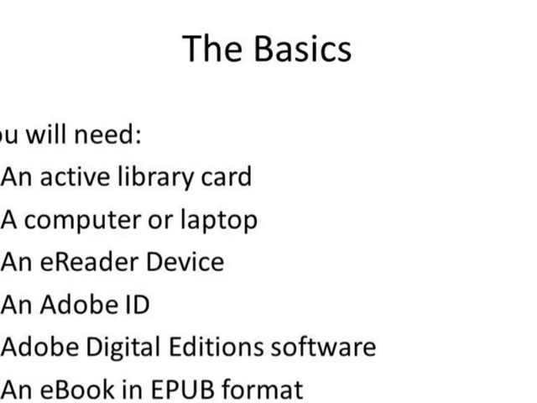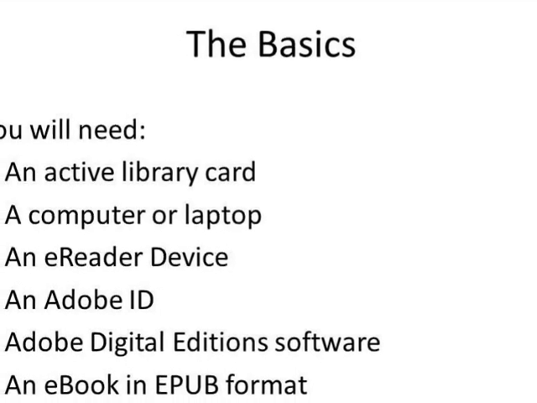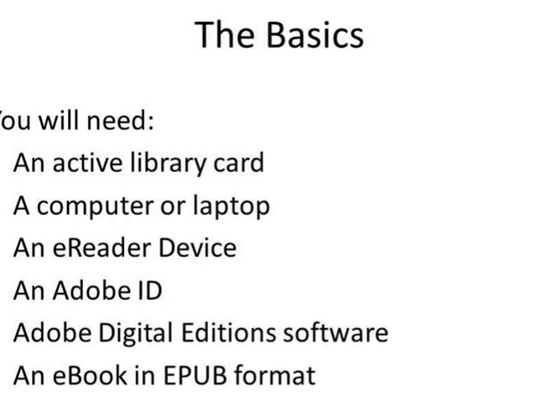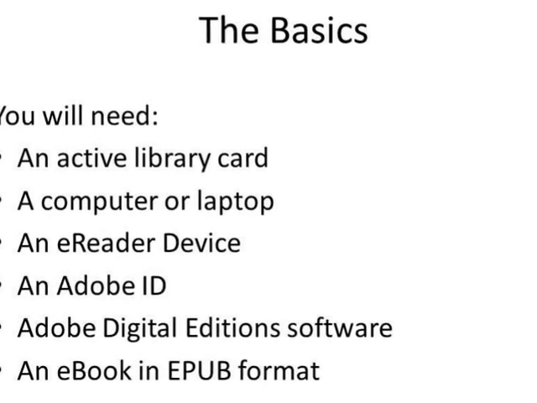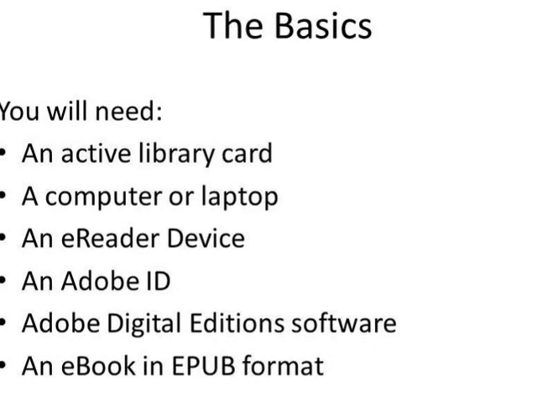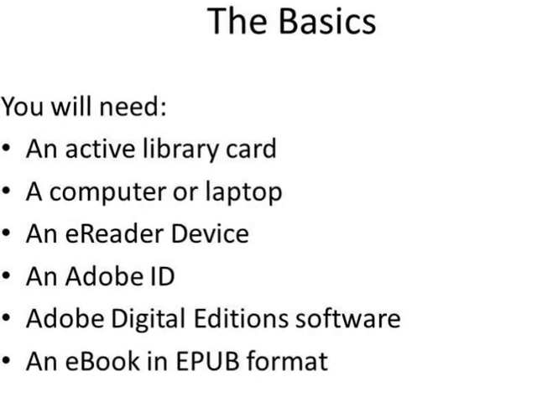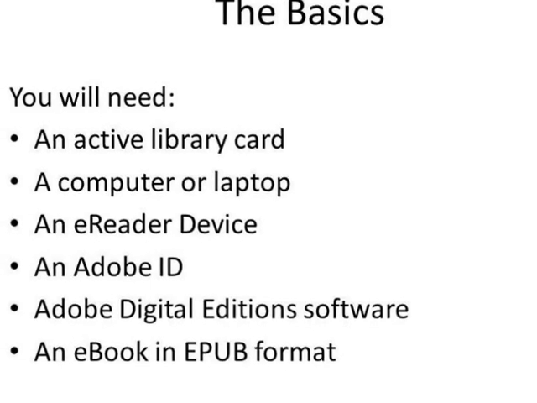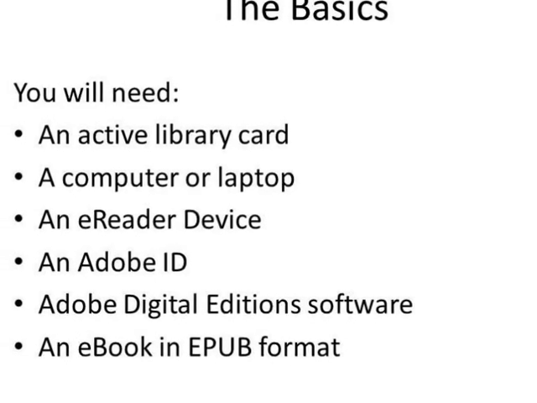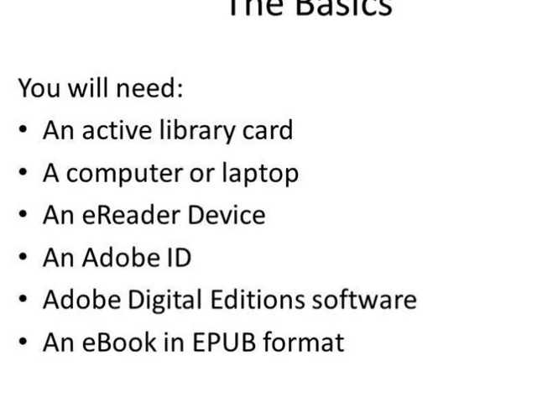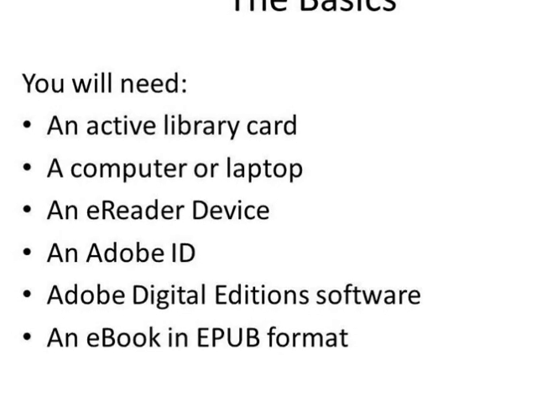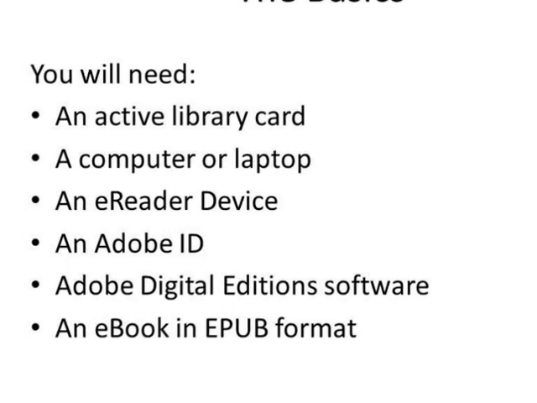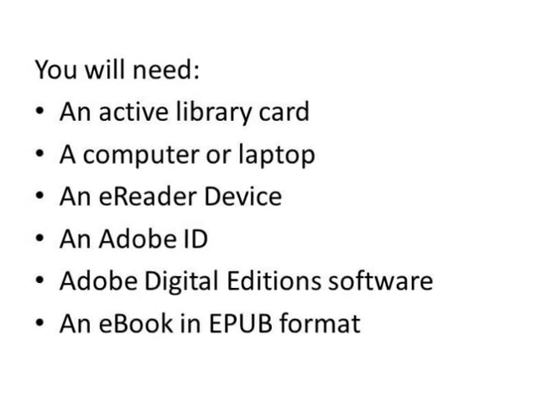In this tutorial, you will learn how to check out ebooks from Maryland's Digital eLibrary Consortium and download them to your eInk eReader device. To do this, you will need a few ingredients: an active library card, a computer or laptop with an internet connection, your eReader, an ID from Adobe Software Company, Adobe Digital Edition software. We will demonstrate the download process for it in this lesson. And finally, you will want to locate a title in EPUB ebook format that you would like to read from the consortium website. Let's begin.